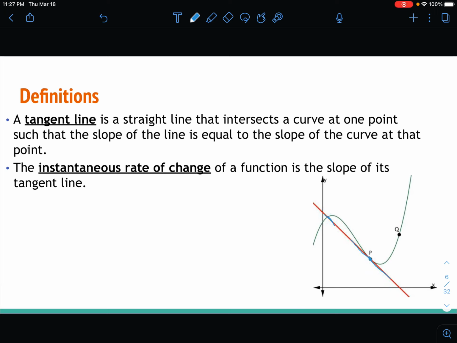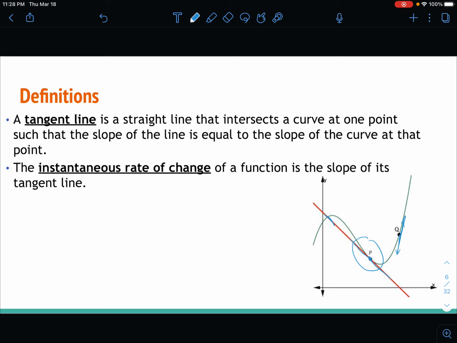Now further on, it intersects the curve. We're just talking about the tangent at that point P. And of course, if we have point Q, we could try to draw a tangent line here. Again, it would just touch right at that one point of tangency. The instantaneous rate of change of a function is the slope of that tangent line.